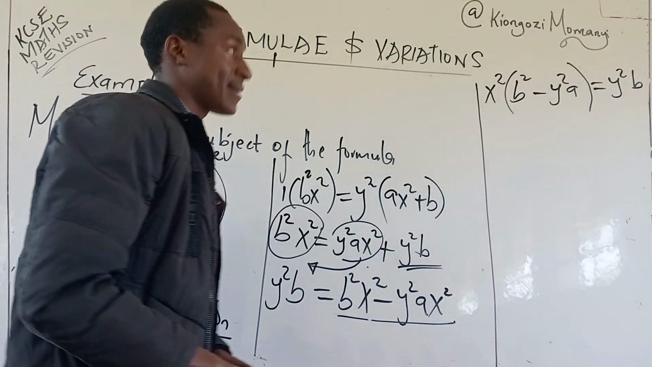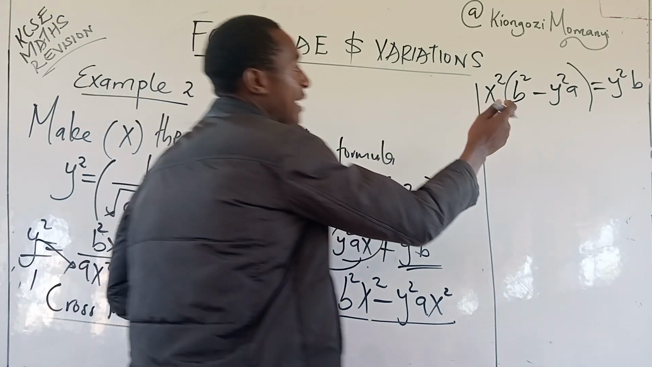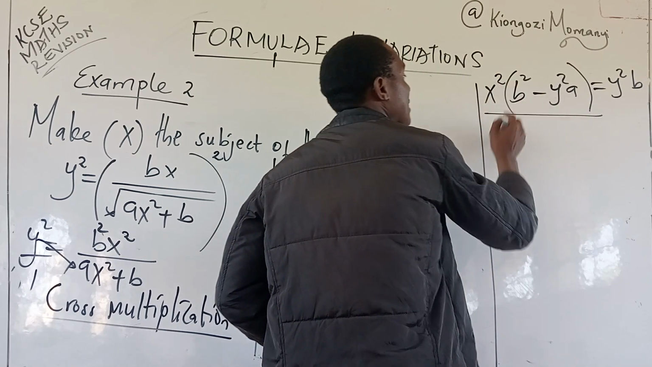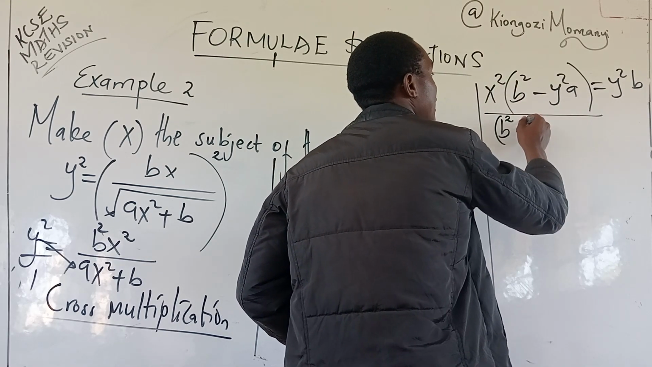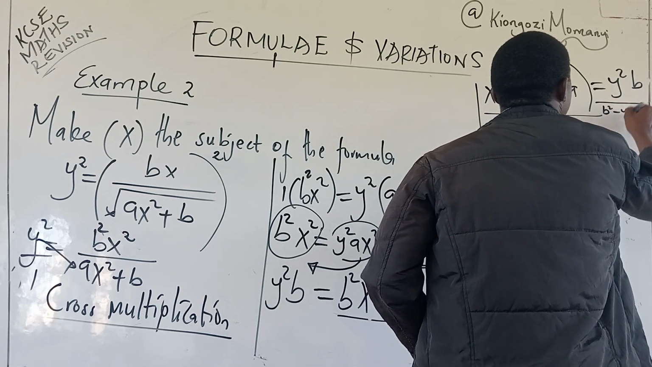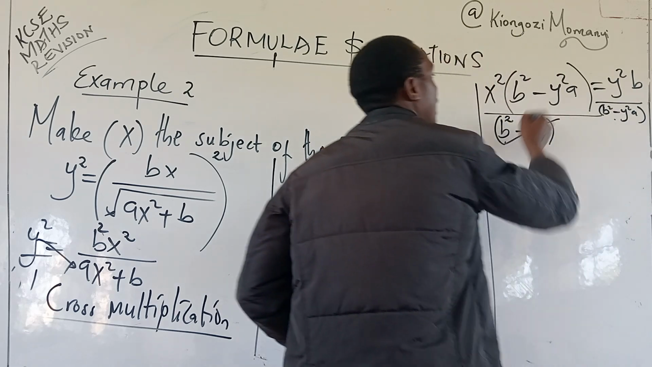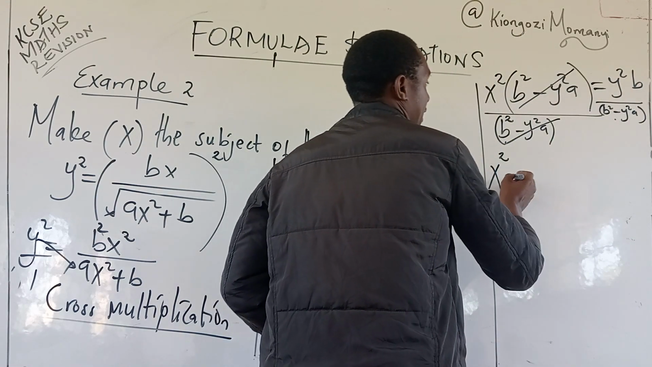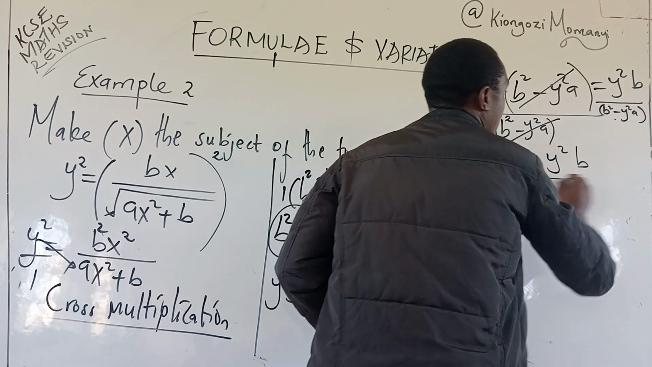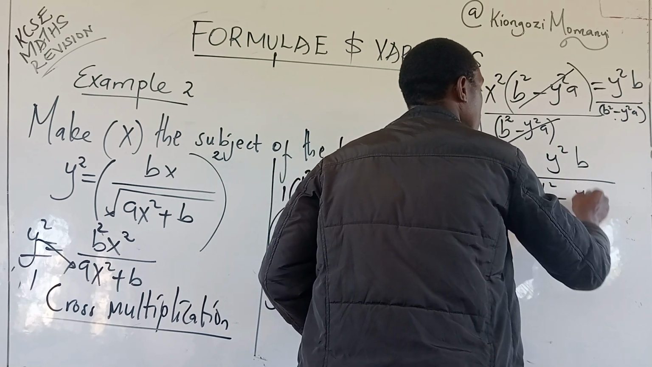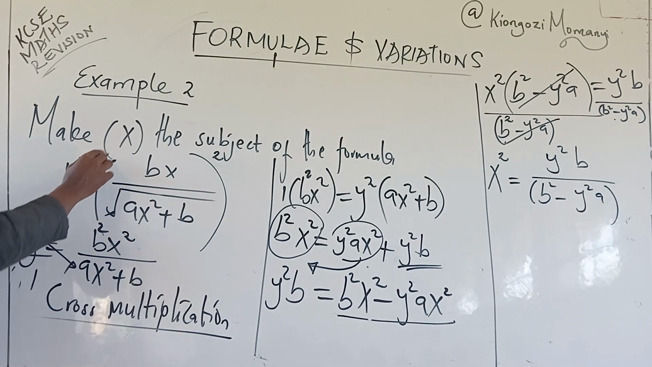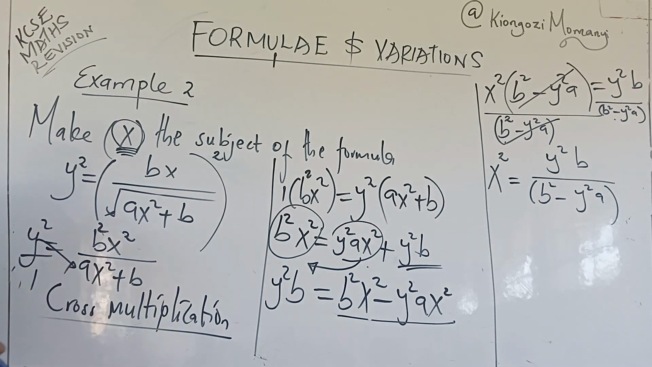Now you are looking for x. So what you do on both sides, you divide by this part and remain with the x. Divide by b squared minus y squared a, and of course on this side divide by b squared minus y squared a. So this one cancels out. X squared is now equal to y squared b over b squared minus y squared a.